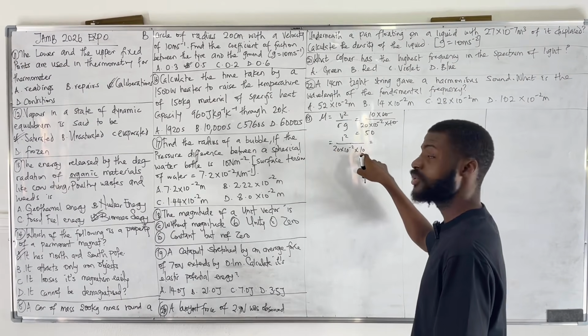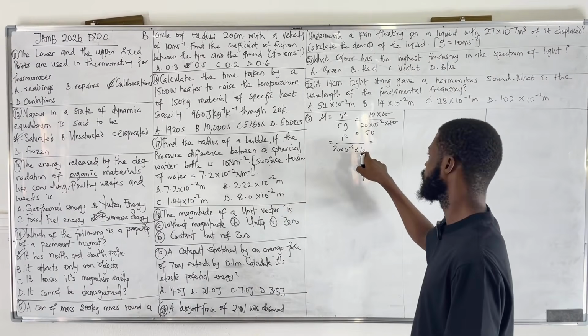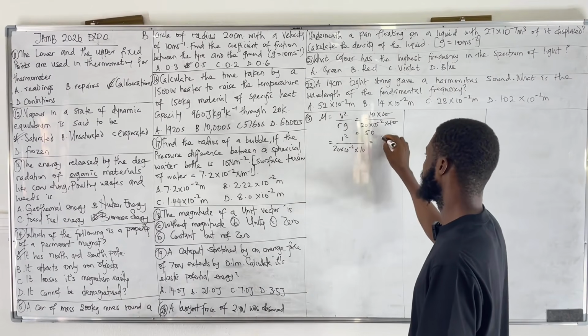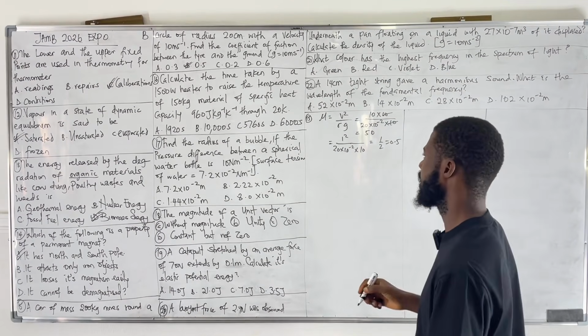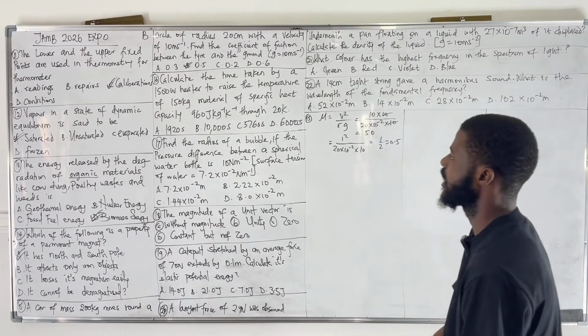Times this will give us what? It will give us 100. So the 100 and this guy will cancel out, leaving us with 1 over 2. So that's now 0.5. You can use a calculator for that. So that's it. Let's move on to the next one.